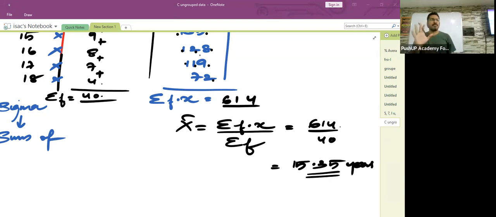So we are done with the first method, which is the direct method. And according to the direct method, x bar is equal to sigma fx upon sigma f. That's it. We'll do one more.